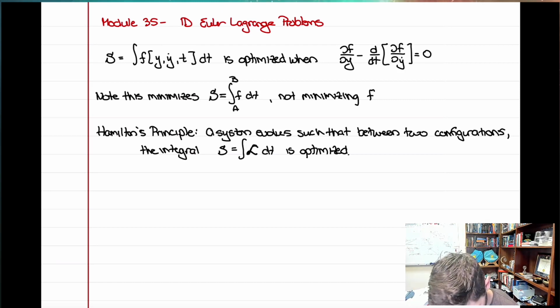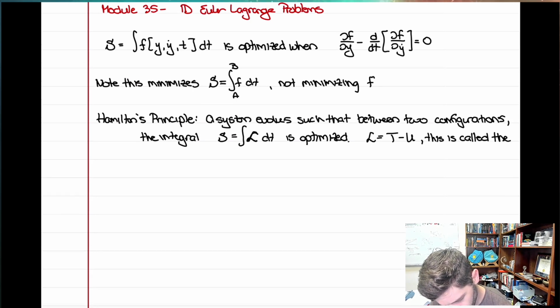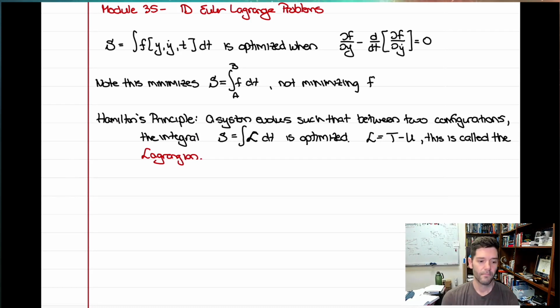What is this L? L in this case is the kinetic energy minus the potential energy. And this is called the Lagrangian. So not the sum kinetic plus potential, but the difference of kinetic minus the potential is what's defined as the Lagrangian. That, when you do the action integral between two points, is optimized between the two points. And again, this is not saying that the value of the Lagrangian itself is optimized, but that the integral of the Lagrangian from one point to the next is optimized.